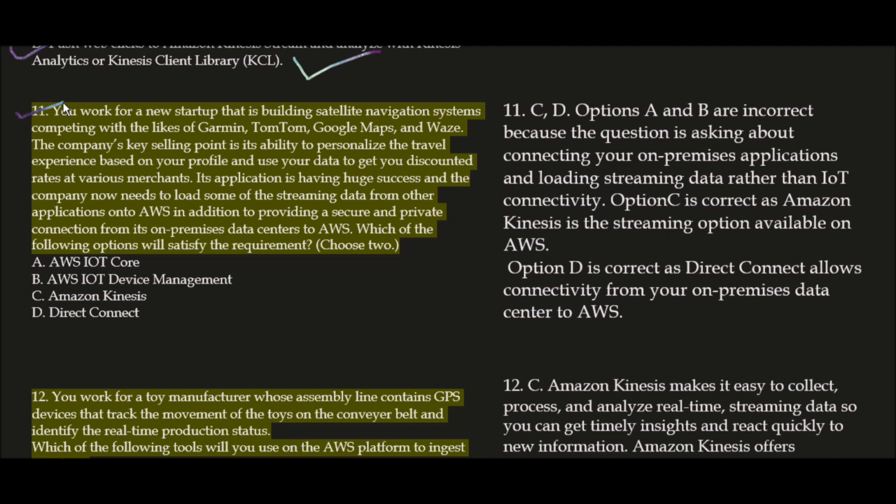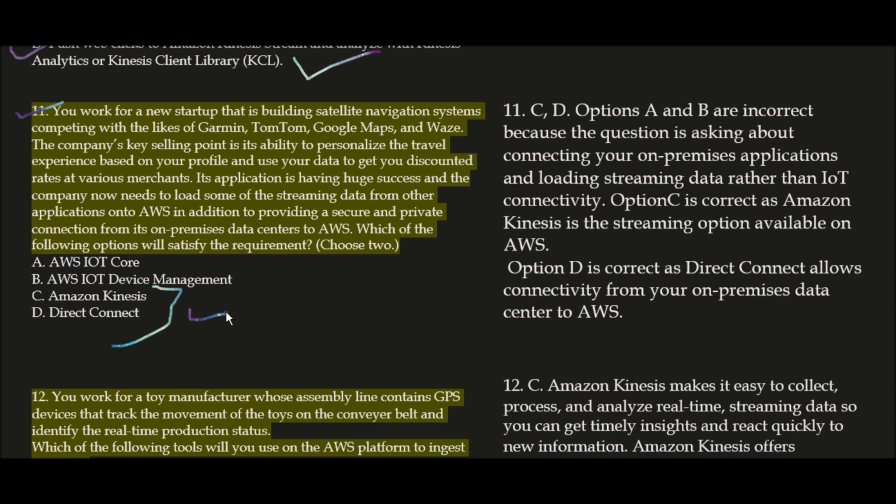Choose any two correct options. Okay. Option A, AWS IoT Core. Option B, AWS IoT Device Management. Option C, Amazon Kinesis. And option D, Direct Connect. Two correct answers are option C and option D, meaning Amazon Kinesis and Direct Connect. Okay. Because Amazon Kinesis is the streaming option available on AWS.